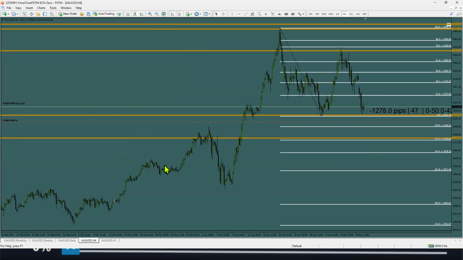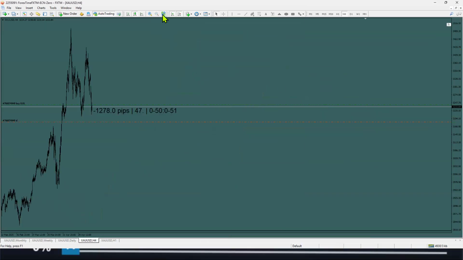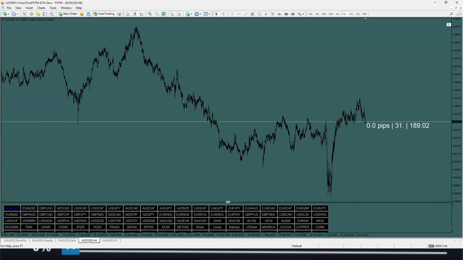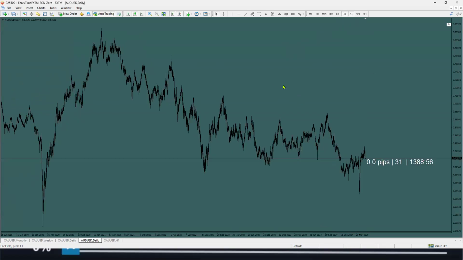You understand? So if you like, for instance, let me show you another place. Okay, let's do something like this. Let's switch to say GBP USD. Yeah, let's say GBP USD. And then let's say AUD USD. Okay, this is AUD USD. It doesn't matter. Any one is fine.